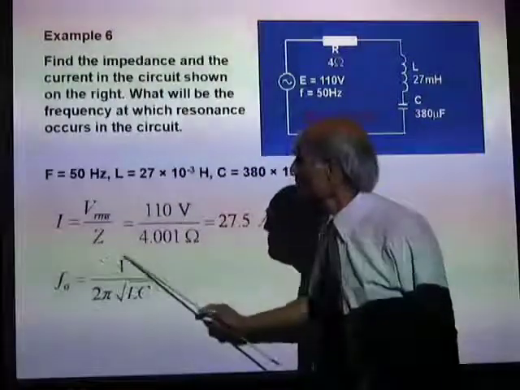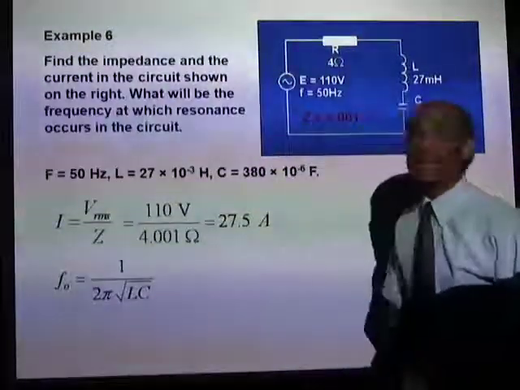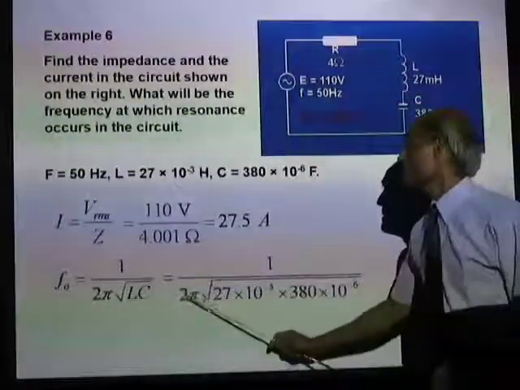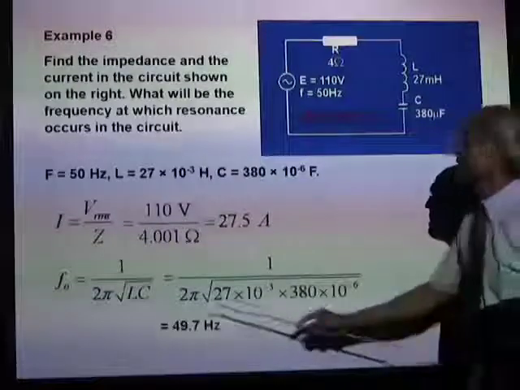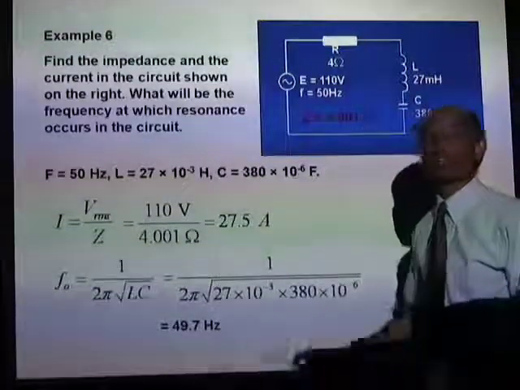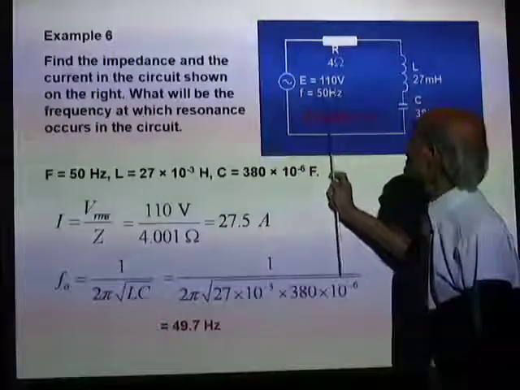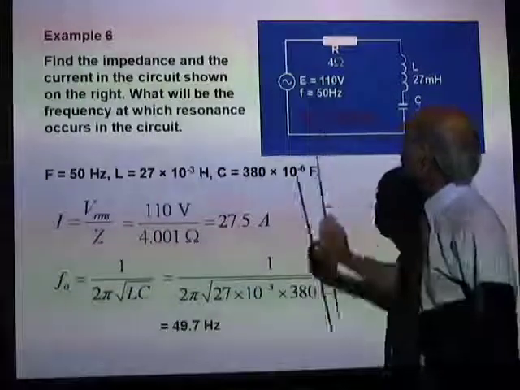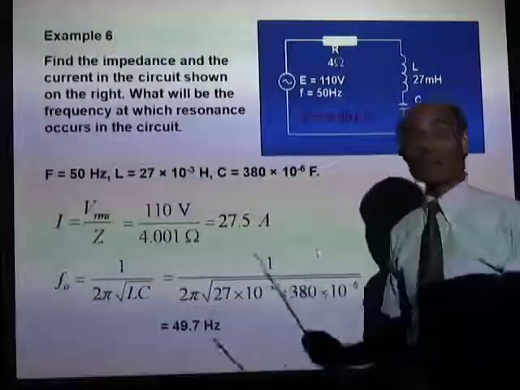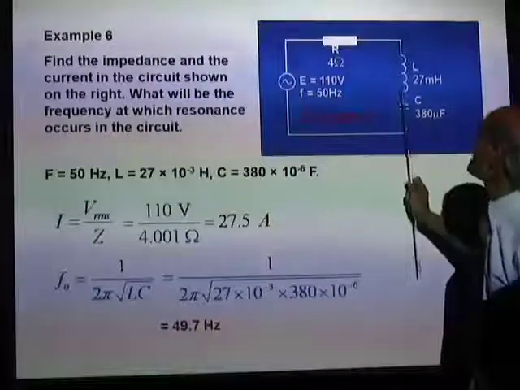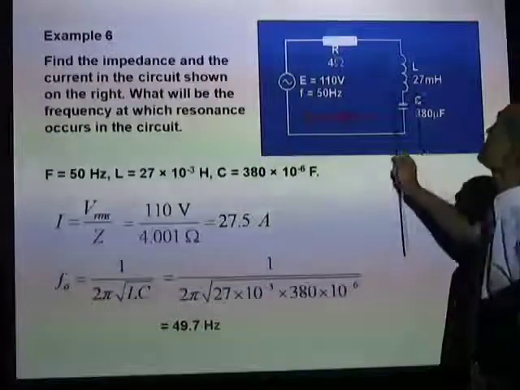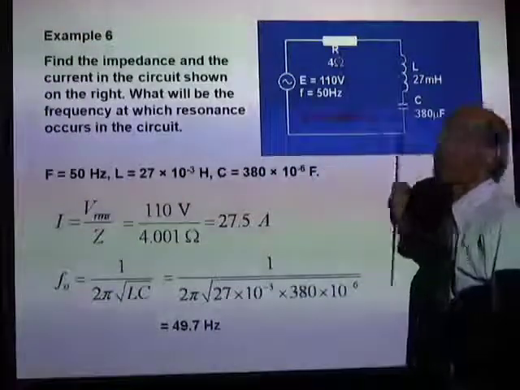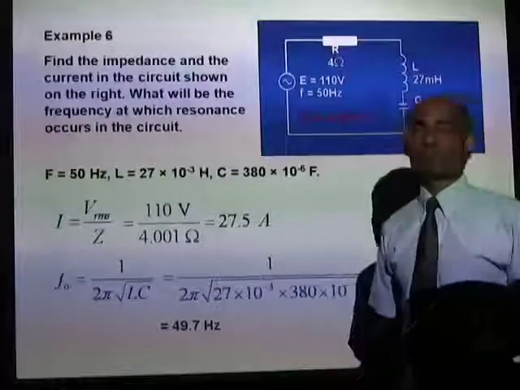Now, F0 is 1 over 2 pi square root LC. F0 is the resonant frequency, and using the values of L and C, it will be 49.7 Hertz. The one we have used is 50 Hertz. So if the frequency now changes slightly, that will be the resonant frequency of that circuit. At that frequency, the capacitive reactance will be equal to the inductive reactance. They will cancel each other, and the circuit will be purely a resistive circuit.